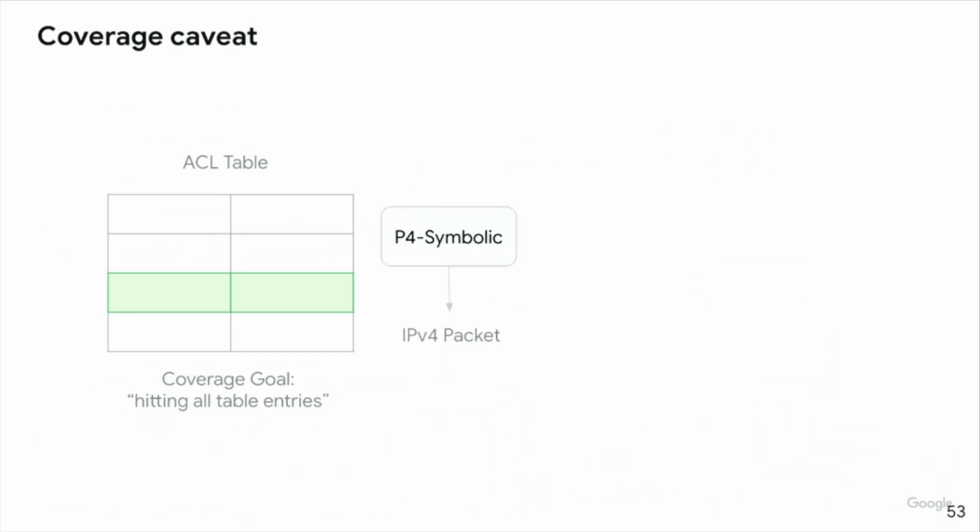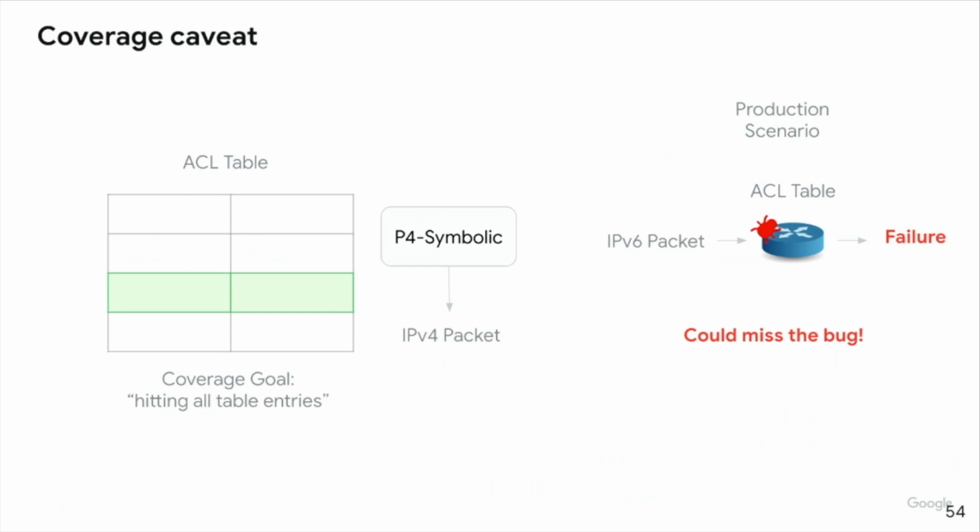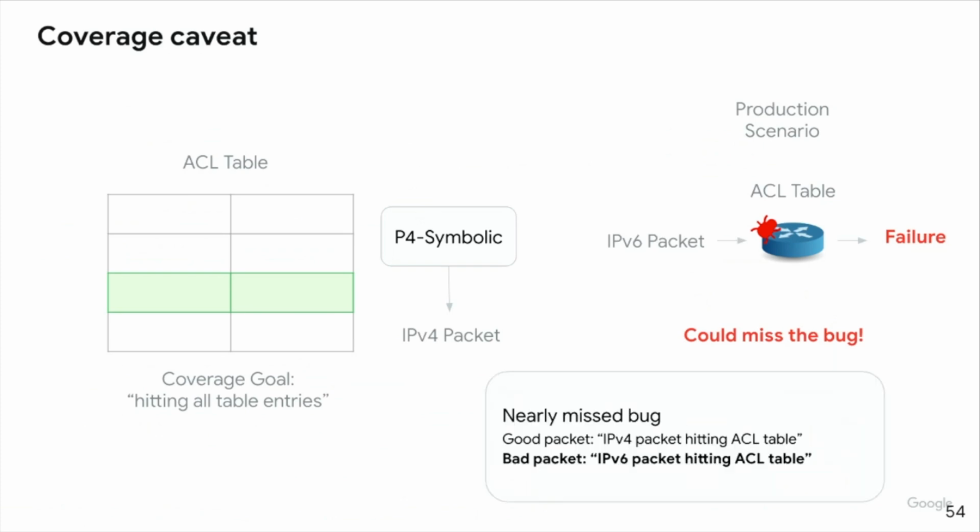Why do we want to do this? Let's look at one case where you have an ACL table and the coverage goal says, give me packets hitting all the table entries. And P4 Symbolic gives one such packet, and it's an IPv4 packet. But then in the production scenario, if I had an IPv6 packet, this probably would have failed, because the scenario is that it would fail in case of an IPv6 packet. And we could have missed this bug if P4 Symbolic only gave the IPv4 packet and did not give an IPv6 packet during testing. So we do not want to be in such a scenario.